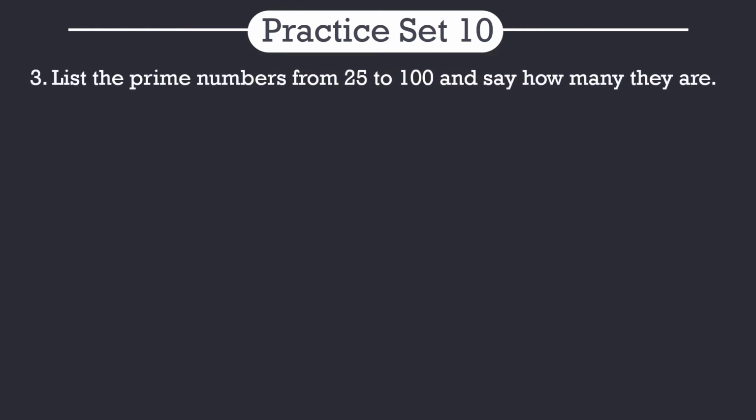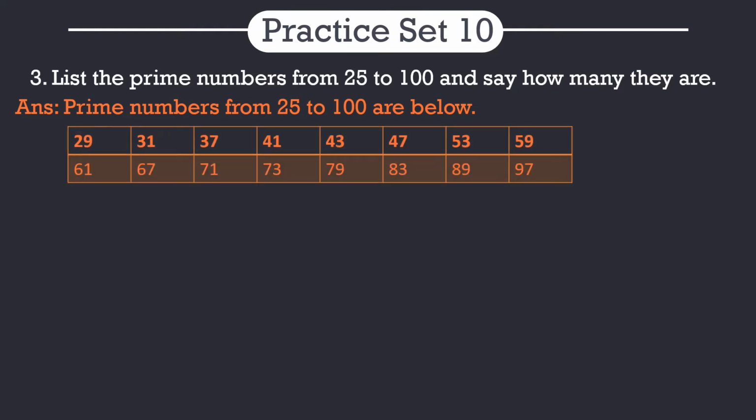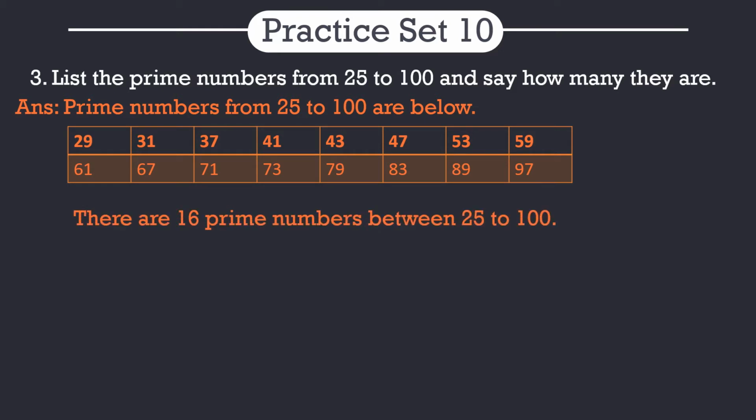Question number 3. List the prime numbers from 25 to 100 and say how many they are. Answer, prime numbers from 25 to 100 are below: 29, 31, 37, 41, 43, 47, 53, 59, 61, 67, 71, 73, 79, 83, 89, 97. There are 16 prime numbers between 25 to 100.